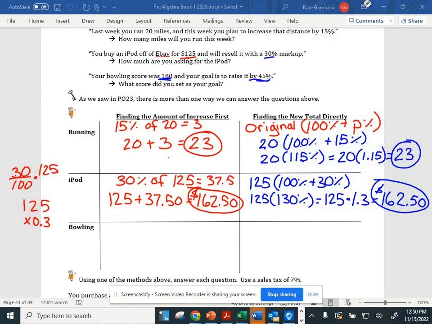Yep. Well, they're both going to get you the same answer. So you could do both and see if you get the same answer. So put it on your whiteboard when you have an answer. Just the answer should be the same either way. So show me on your whiteboard what your answer is. That if our score was 180 and we want to increase it by 45%.